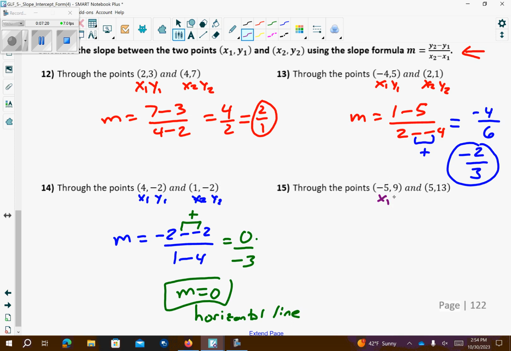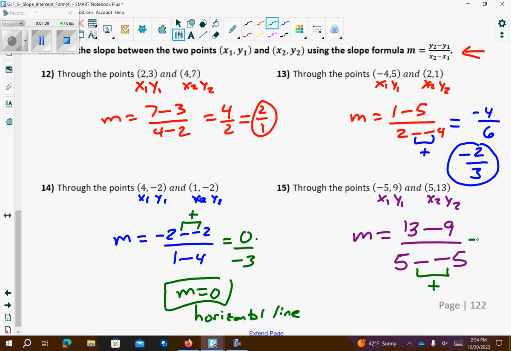This is going to be x1 and y1. This is going to be x2 and y2. Let's go ahead and use my slope equation above. y2 minus y1 over x2 minus x1. Oh, I have the negative negative. That's going to become a positive. So this is going to give me 13 minus 9, which is 4. 5 plus 5 is 10. Reduce that fraction so it becomes 2 over 5.